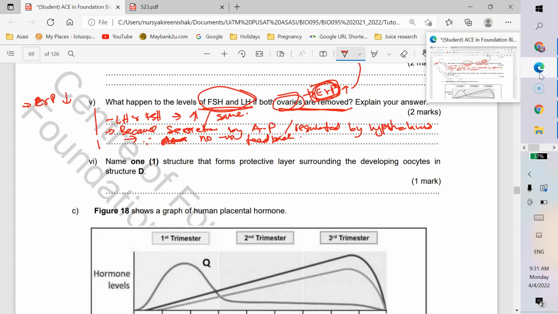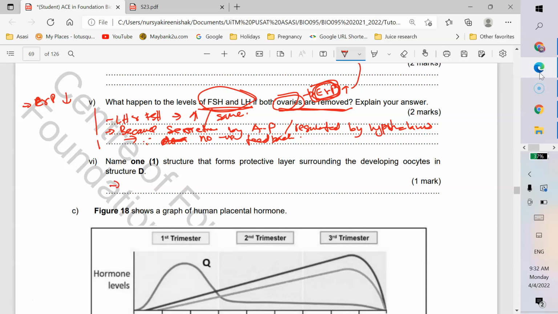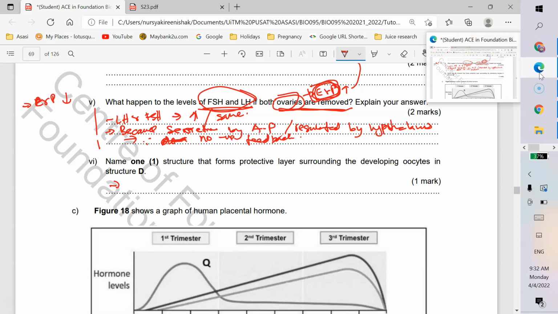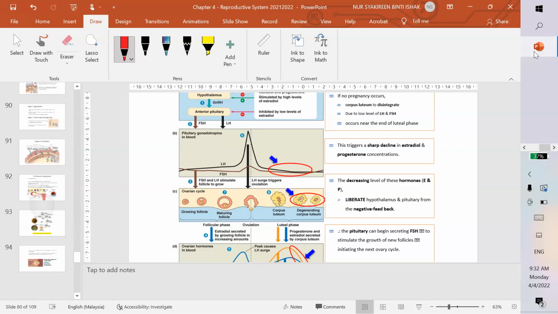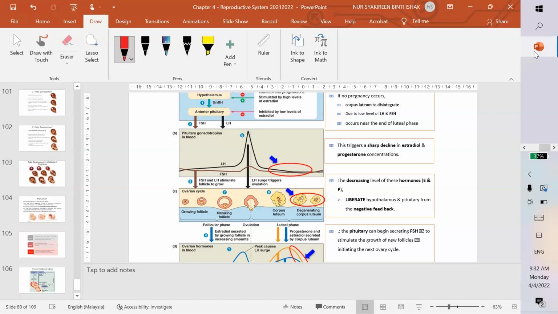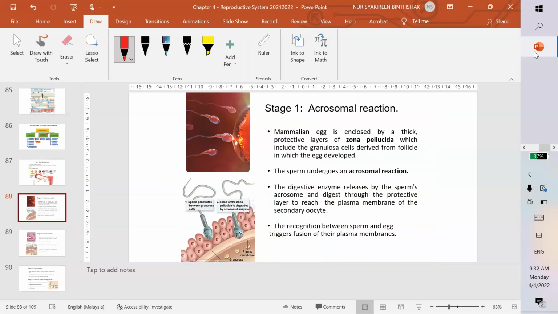For question 6, name one structure that forms protective layers surrounding the developing oocytes in structure D. My answer is single layer follicle cells. Single layer follicle cells, boleh lah. Okay, follicle cells, yang bahagian luar kan. So follicle cell. Bawah follicle cell ada apa? Ini awak kena tahu layer of secondary oocyte punya wall.